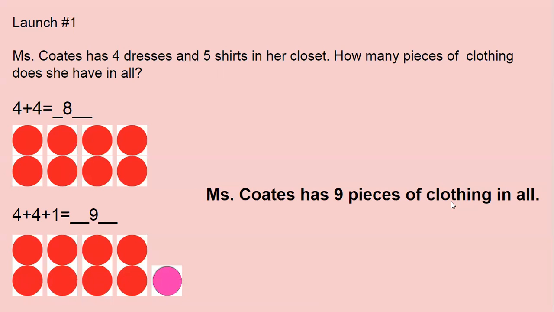If you got that right, give yourself 3 claps. Great job. And remember, this 4 plus 4 plus 1, it's just another way for us to write 4 plus 5 equals 9. It's just another way to come up with 9 as our answer. So if you didn't get this right, that's okay. We are still just practicing.